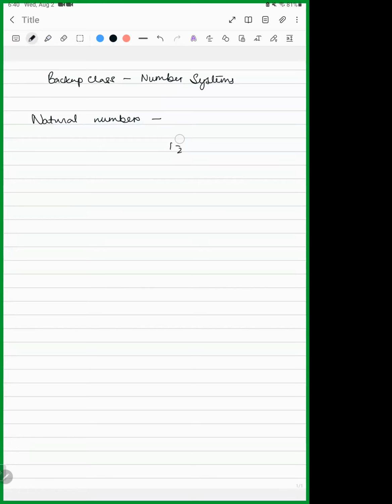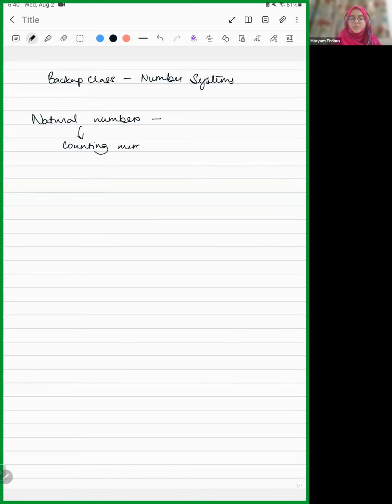No, only counting numbers are natural. Counting numbers are natural numbers. When you count things, you start counting from 1, right? If I ask you to count the number of notebooks that you have, you will start counting from 1. So you say 1, 2, 3, and so on until infinity. There are infinite natural numbers. So these are natural numbers: 1, 2, 3, and so on till infinity.